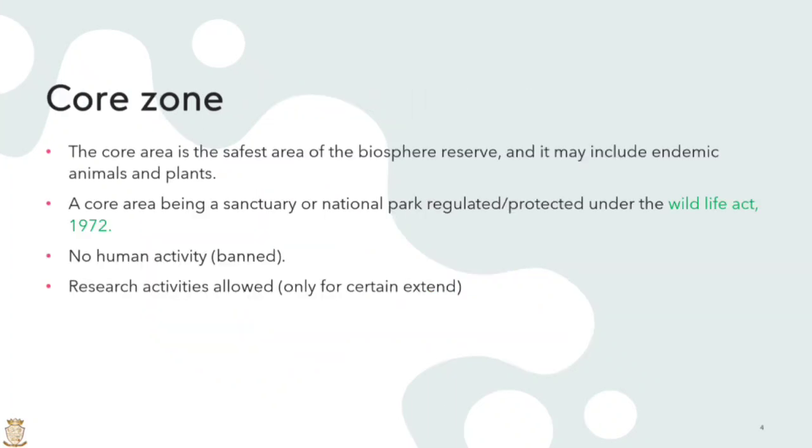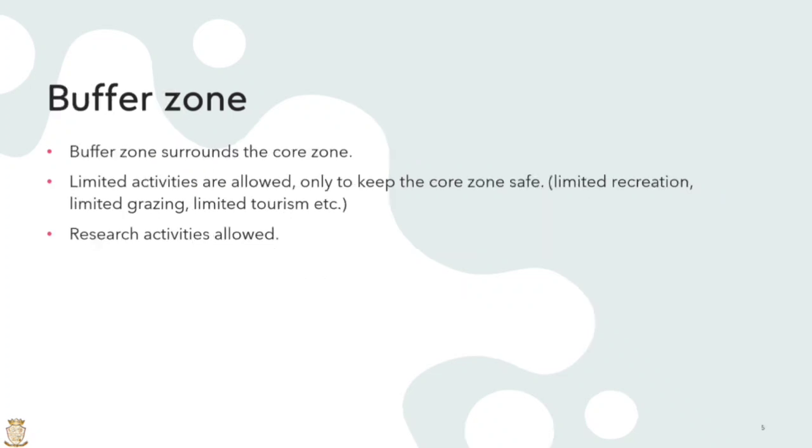The core zone is the safest area of the biosphere reserve and it may include endemic animals and plants. A core area, being a sanctuary or national park, is protected under the Wildlife Act 1972. No human activity is allowed, and reserve activities are allowed only to a certain extent.